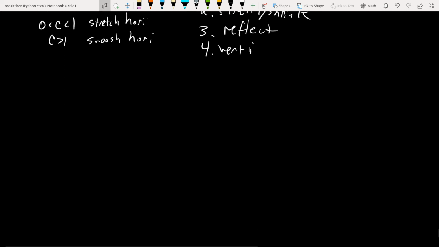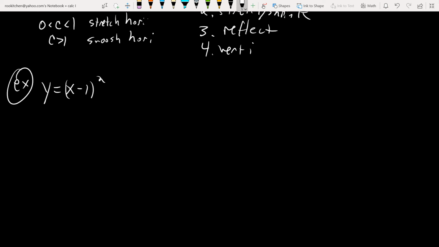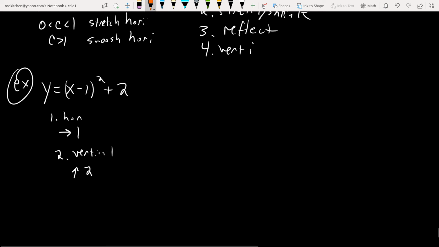Okay, so let's look at, very easily first, y equals (x minus 1) squared plus 2. So first the horizontal shift, that minus 1 means it's going to go to the right by 1. And then secondly, there's a vertical shift, and it's going to go up by 2. So the right by 1 is because of this, and the up by 2 is because of this. Okay, so let's graph that.